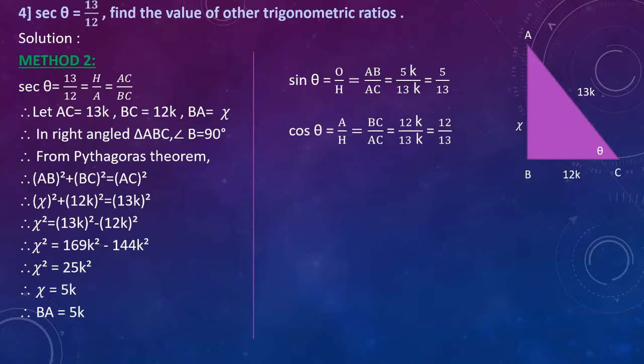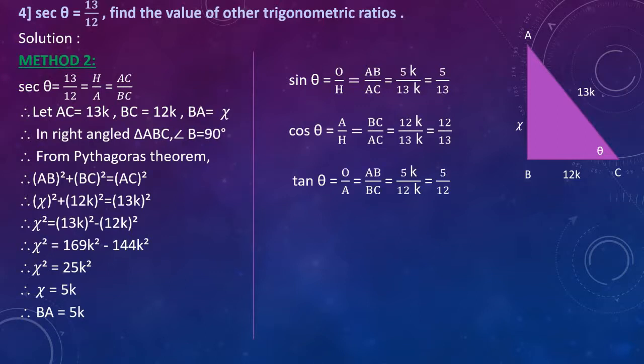Now next is cos theta. Cos theta is adjacent upon hypotenuse, which is equal to BC upon AC. Now BC is 12K and AC is 13K. Again K and K in the numerator and denominator will get cancelled and we get the answer as 12 upon 13.